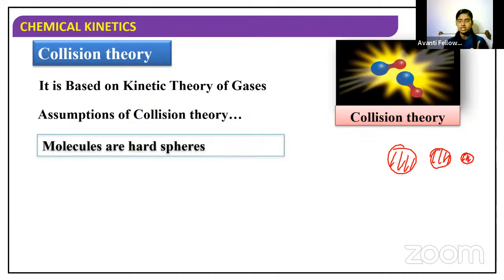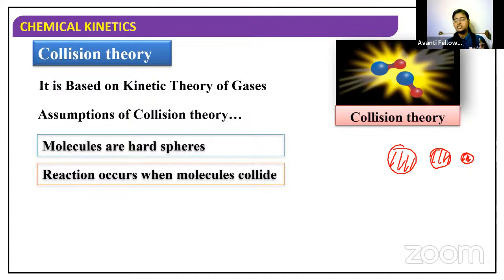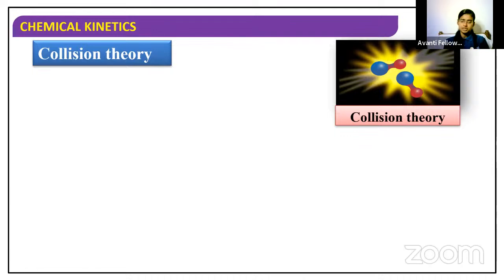Okay, so this is the first assumption. And the second assumption is that reactions occur when the molecules collide. So if two molecules come closer to each other, what is happening? They are colliding with each other. And because of this collision, a reaction is happening between the two molecules. Between the two hard spheres, a reaction is occurring. So these are some of the assumptions.